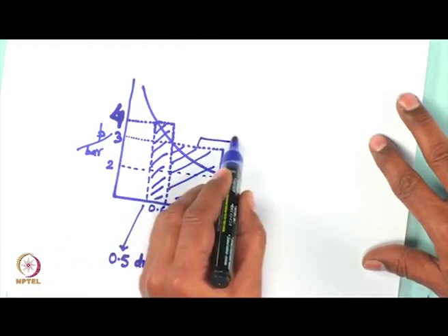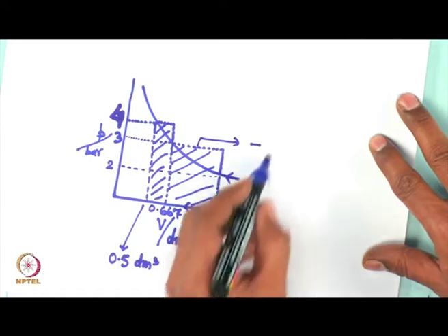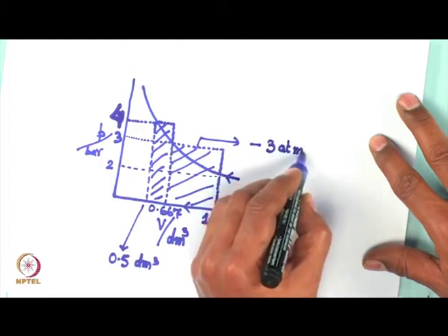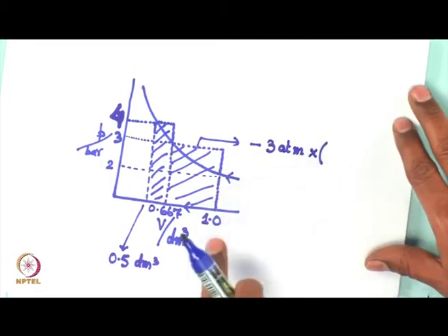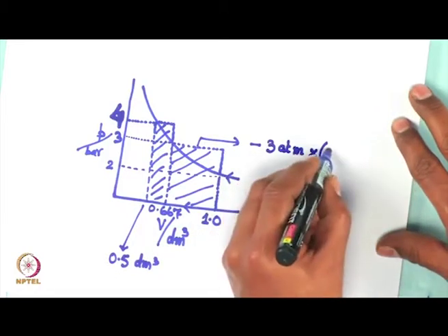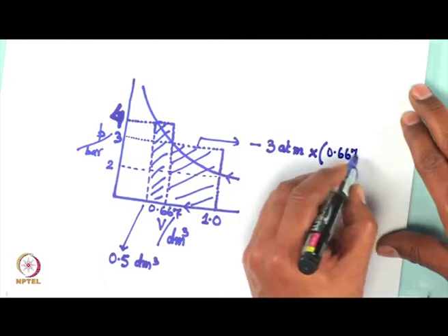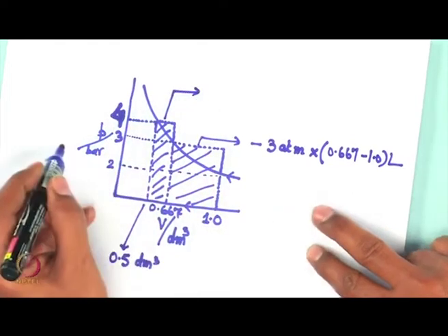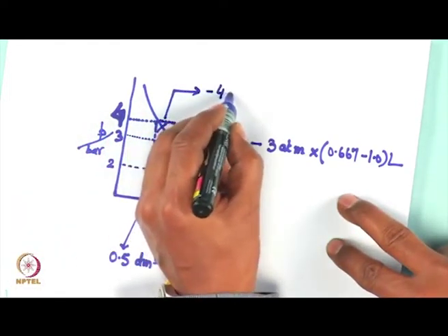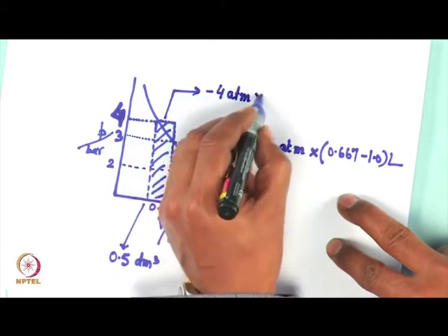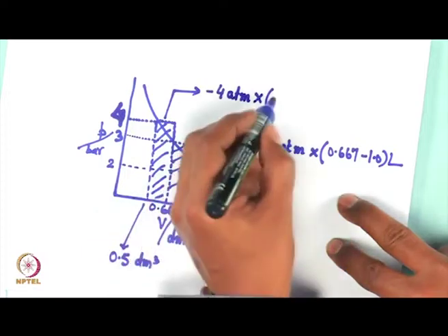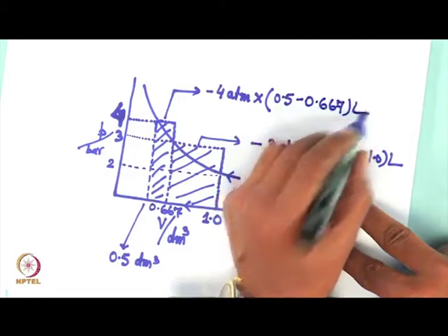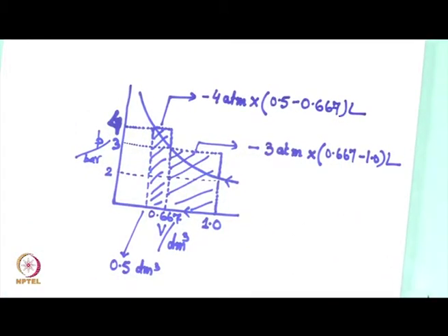So, for this step, the value will be minus P external. P external is equal to 3 bar into, it is going to be 0.667 minus 1.0 liter, and this one is going to be minus 4 bar into 0.5 minus 0.667 liter, and the total work done will be the addition of both.